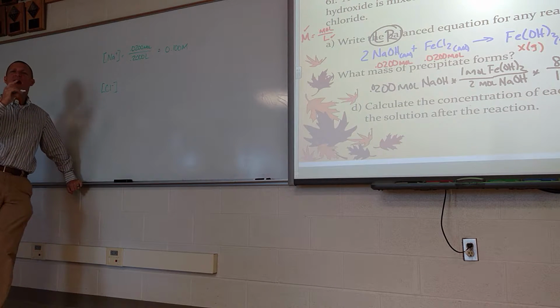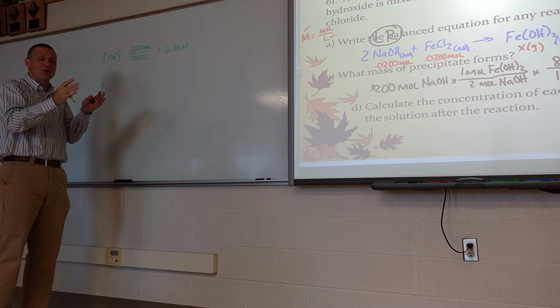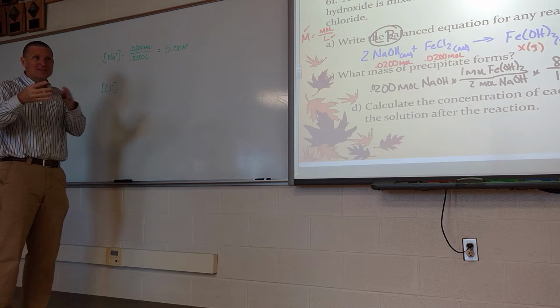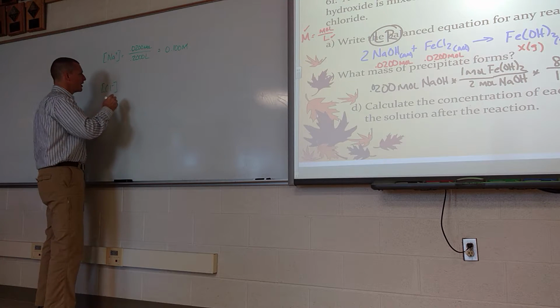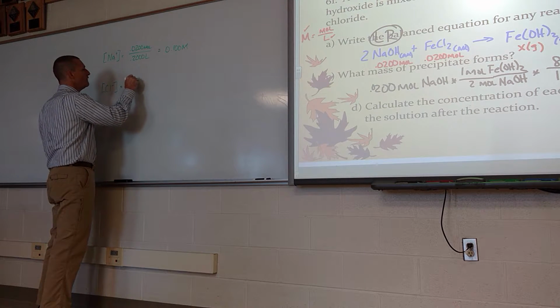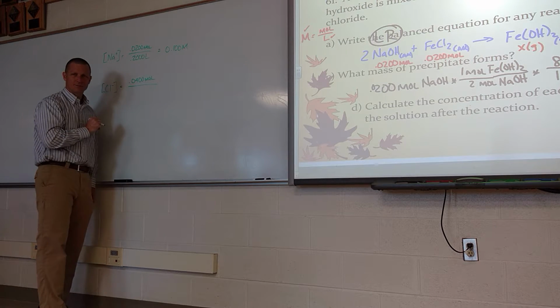Moles divided by liters. How many moles of chloride did I have? 0.04 moles is right. Because every FeCl2 has two Cl's in it. So if I have 0.02 moles of FeCl2, there are 2 times that many moles of chloride. When that thing dissolves, all of the chlorides break apart from each other. So it's 0.04 moles over what volume?